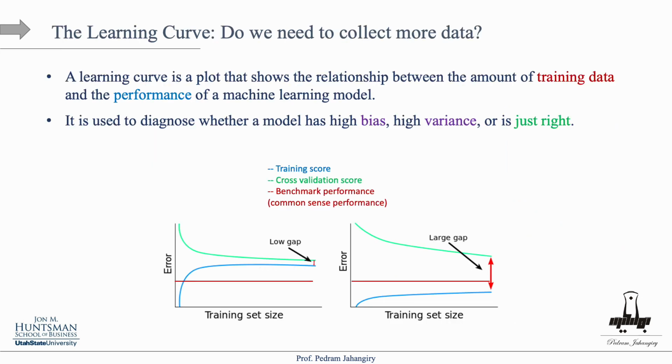All right, before we move on to the solvers and optimizers part, let's talk about yet another curve that's going to help us to answer this question. Do we need to collect more data, right? So this is called a learning curve, and it's very important. It's a very intuitive one. A learning curve is a plot that shows the relationship between the training set size on one hand and the performance of the model on the other hand, okay? It is basically used to diagnose whether your model is going to have high bias, high variance, or it's just fine. It has the right combination of the two, right?